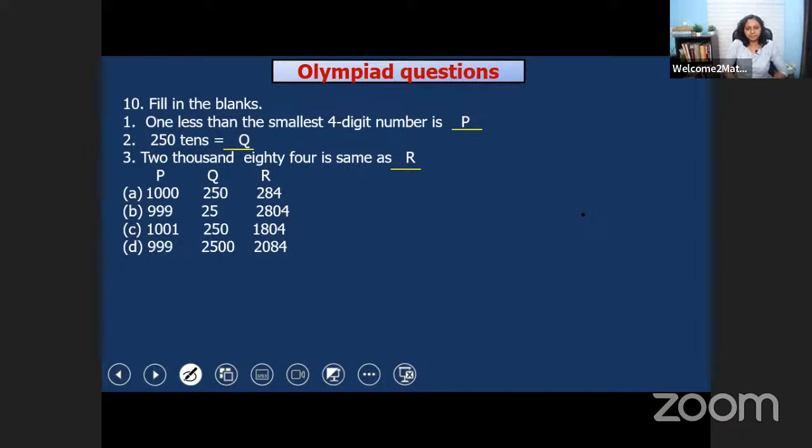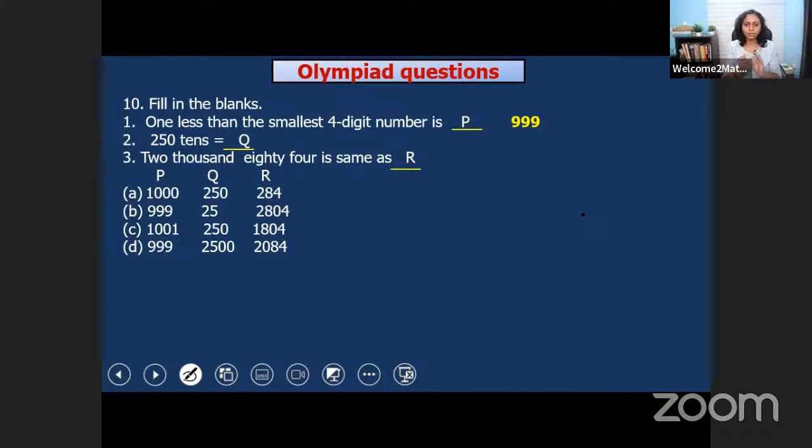Option D. So let's see the answer. I'll show you the answer first and then I'll check the answer box. Okay, so first is fill in the blanks. 1 less than the smallest 4-digit number is P. What is the smallest 4-digit number? 1000. So 1000 minus 1 is 999. So P would be 999.